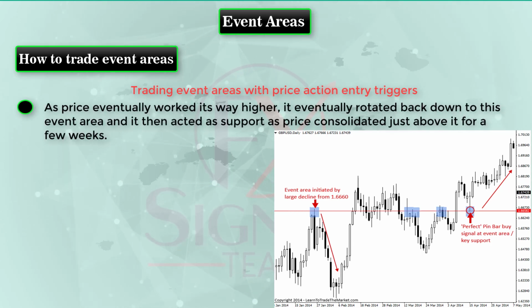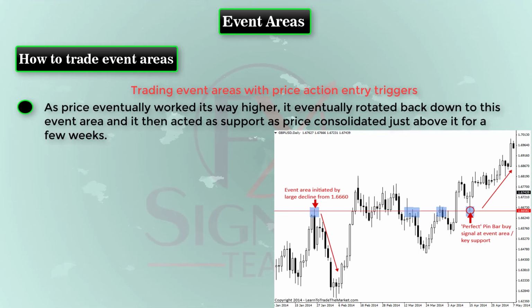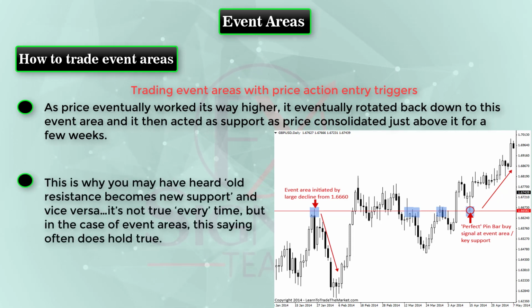As price eventually worked its way higher, it eventually rotated back down to this event area, and it then acted as support as price consolidated just above it for a few weeks. This is why you may have heard old resistance becomes new support and vice versa. It's not true every time, but in the case of event areas, this saying often does hold true.